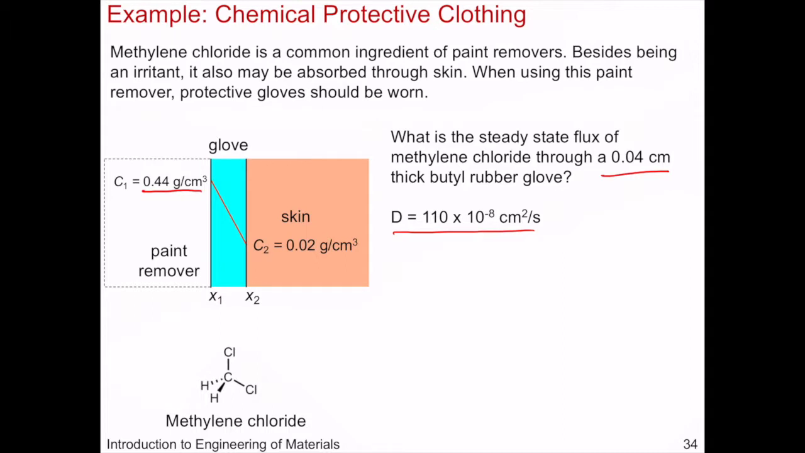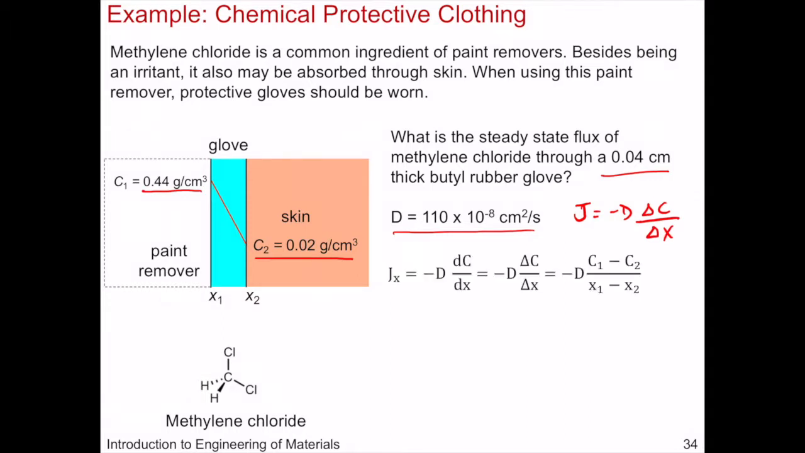And if it happens to touch your glove that's in contact with your skin, maybe there's already a concentration of 0.02 grams per cubic centimeter. So knowing this, we can calculate the flux J as it relates to the concentration gradient across this thin membrane. And so if we write it out, we can take the difference, C1 minus C2, over the thickness difference, the thickness of this glove, which is X1 minus X2.